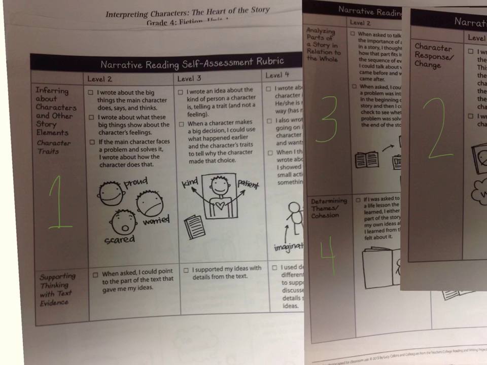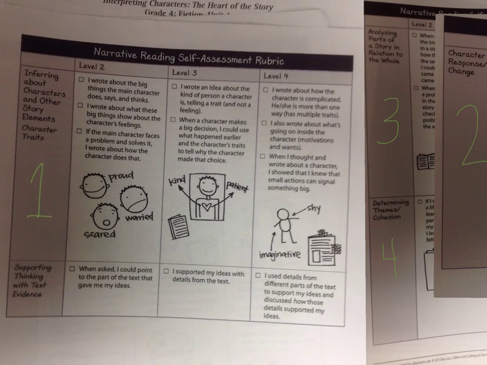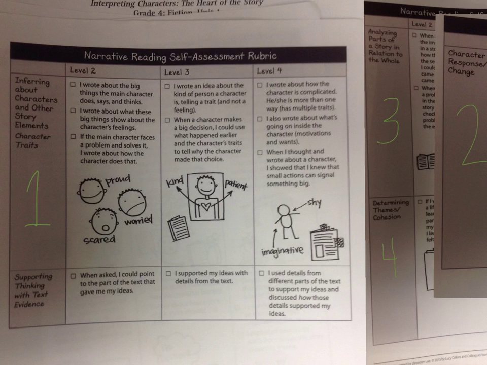Notice that I put a 1 under inferring about the characters and other story elements to remind you that that goes with question 1. And you will have 3 choices for your goal. To write about how the character is complicated. The second one would be to identify what's going on inside the character, such as their motivations and their wants.